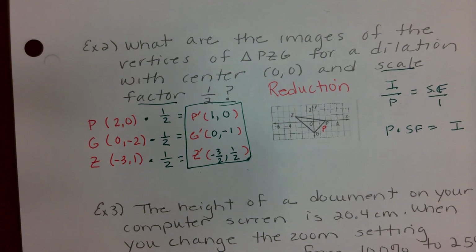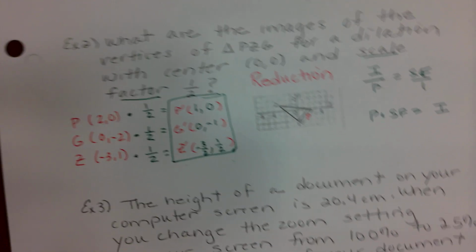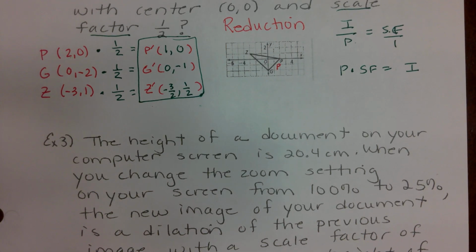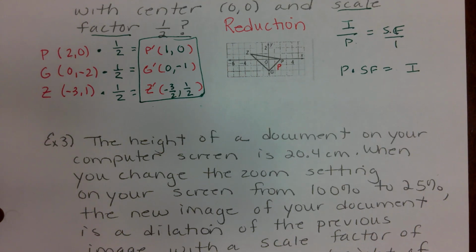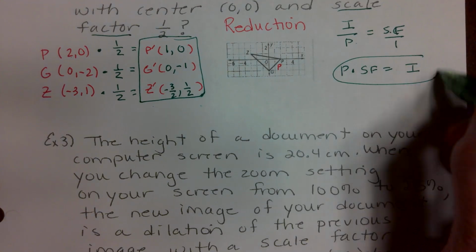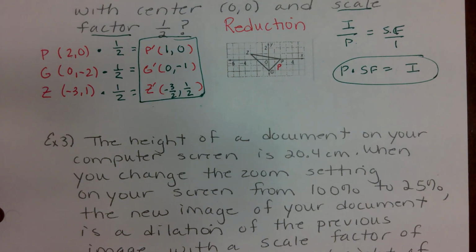All right, and the last one. The height of a document on your computer screen is 20.4 centimeters. When you change the zoom setting on your screen from 100% to 25%, the new image of your document is a dilation of the previous image with a scale factor of 0.25. What is the height of the new image? Okay, so they had the pre-image, which was the original, and we want to multiply it by the scale factor and get the image, just like what we did right here. So what was the original?